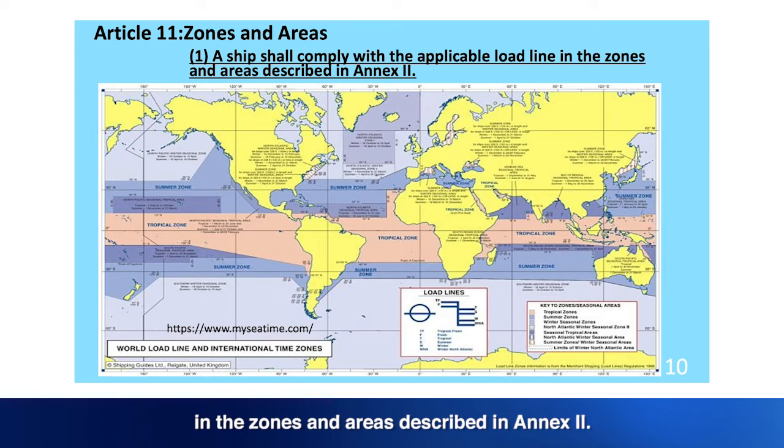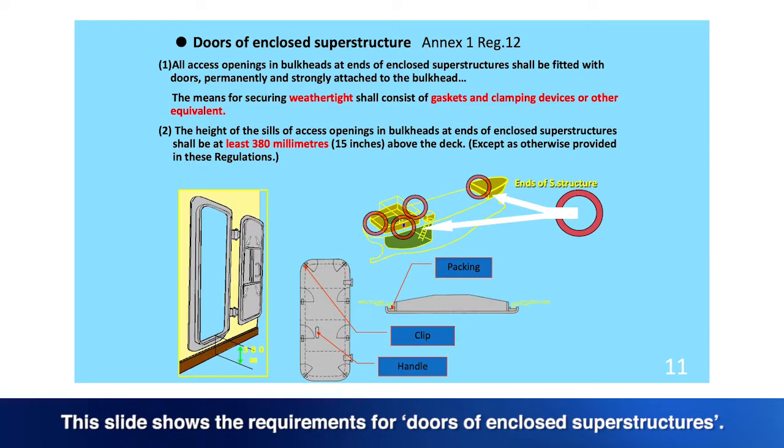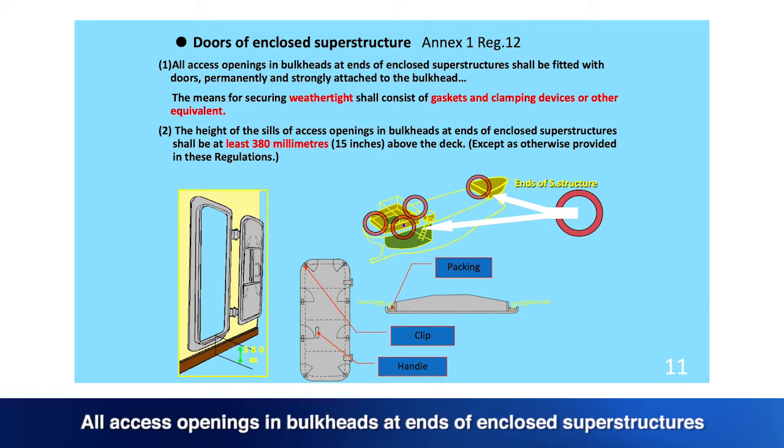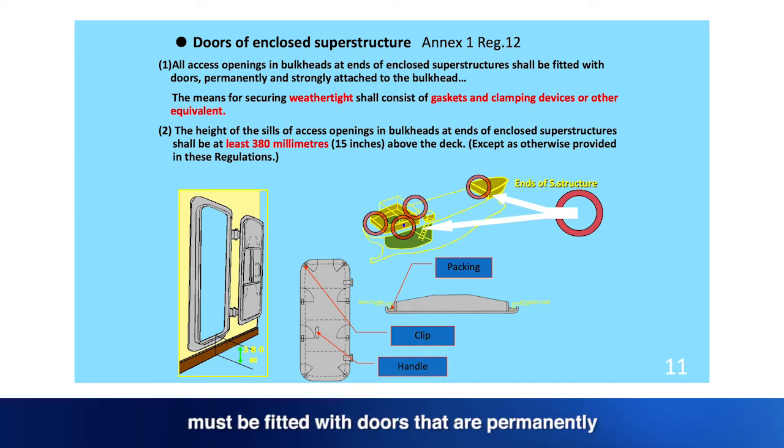This slide shows the requirements for doors of enclosed superstructures. All access openings in bulkheads at ends of enclosed superstructures must be fitted with doors that are permanently and strongly attached to the bulkhead. The means for securing weathertight shall consist of gaskets and clamping devices or some other equivalents. The height of the sills of access openings shall be at least 380 mm, 15 inches, above the deck.